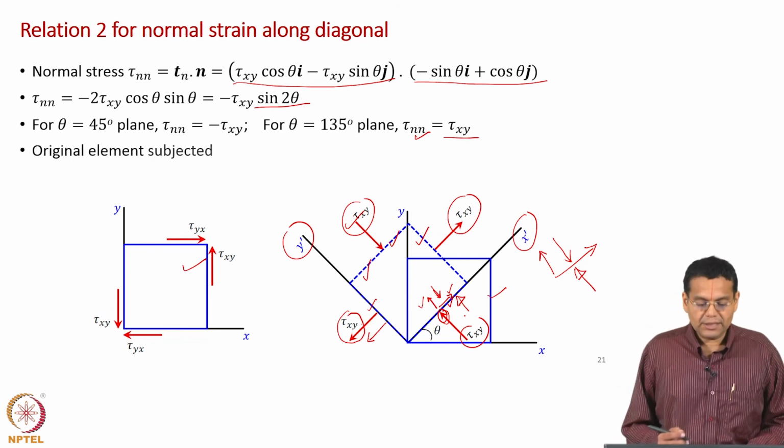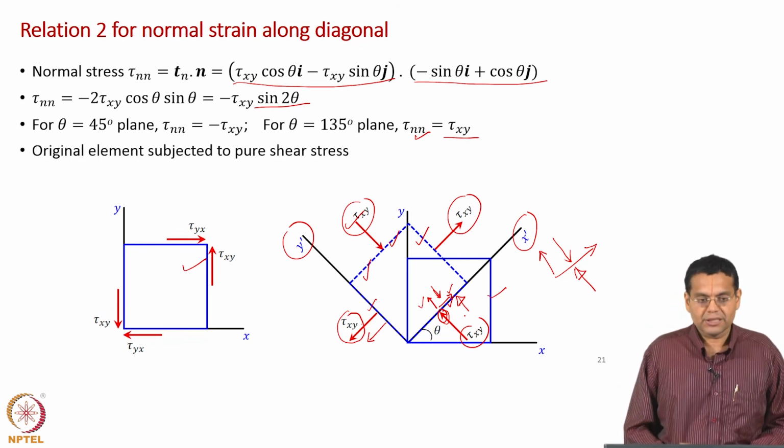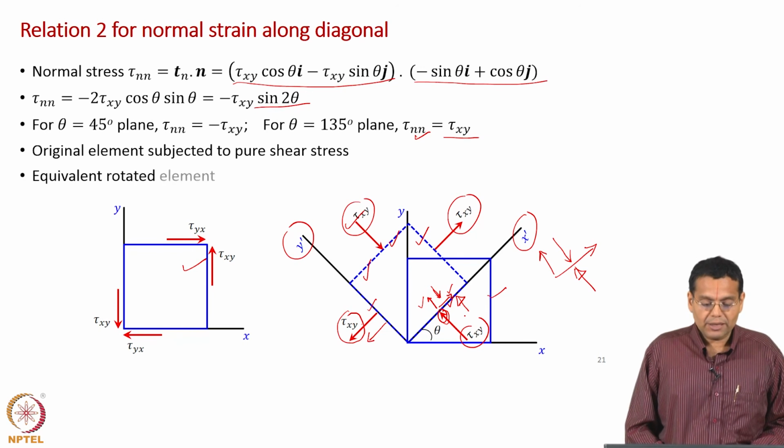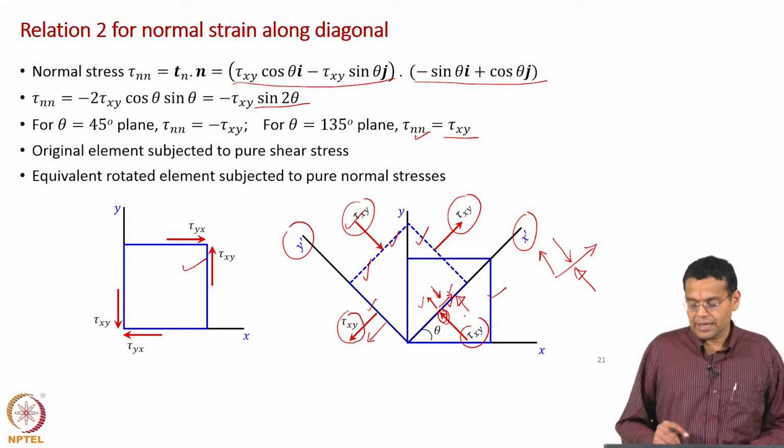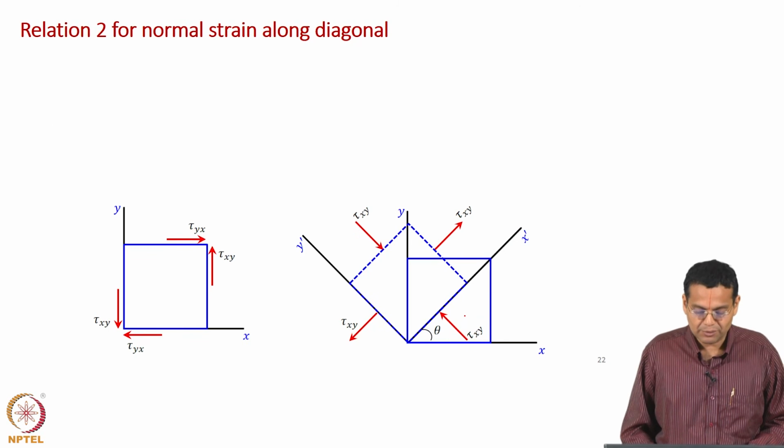So, the original element subjected to pure shear stress is equivalent to a rotated element subjected to pure normal stresses. That is what we have done now. Why are we doing all this? Our final objective is to get an expression for normal strain along the diagonal. What is the axis now? X dash axis. That is what we will do now.